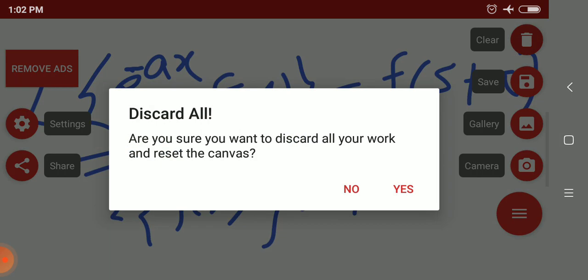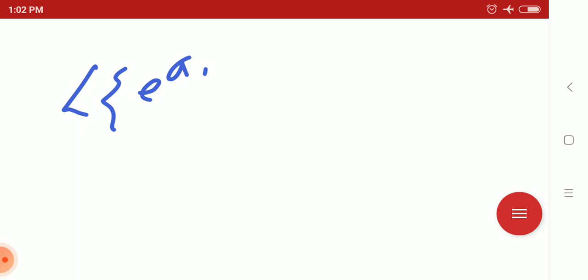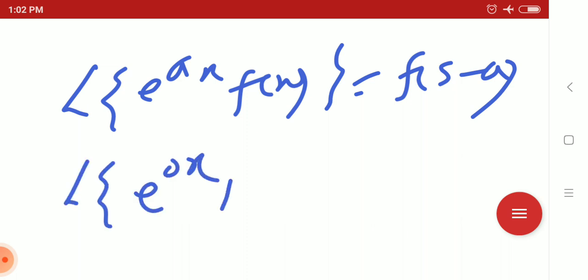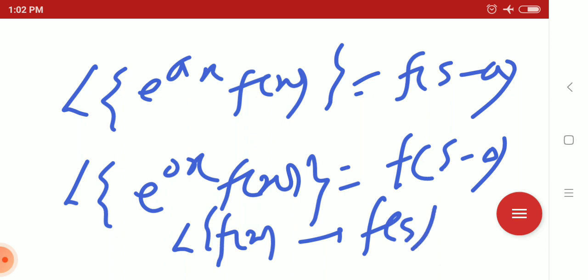Let us take an example. Suppose the Laplace transformation of e to the power ax f of x gives F of s minus a. For e to the power 0x f of x, that means F of s minus 0, so the Laplace transformation of f of x is F of s. That's proved.